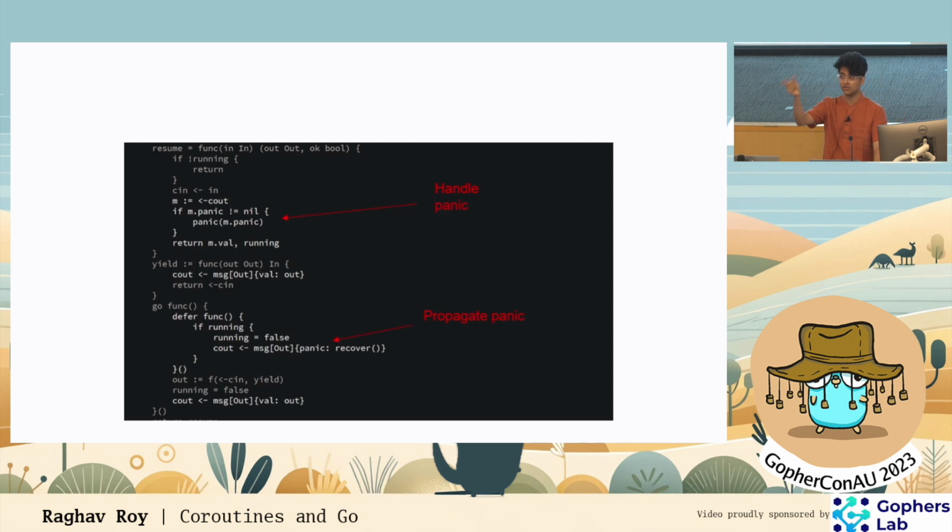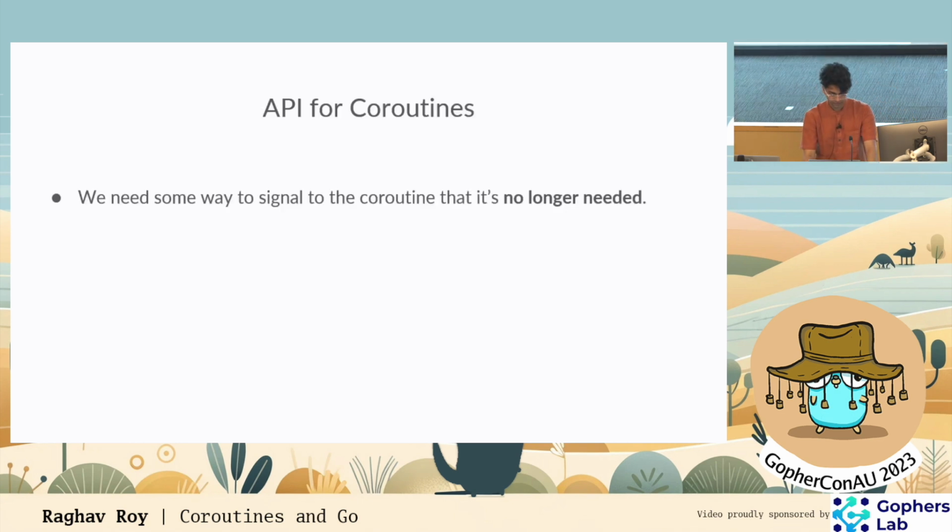So if your running is true and your defer runs, that means something went wrong in the middle. So your function ran, but the running was never set to false, right? So you know that something panicked. And all you can do is write a panic into cout, and your resume function can deal with it. And in this case, if it sees that a panic is coming into cout, it'll panic itself.